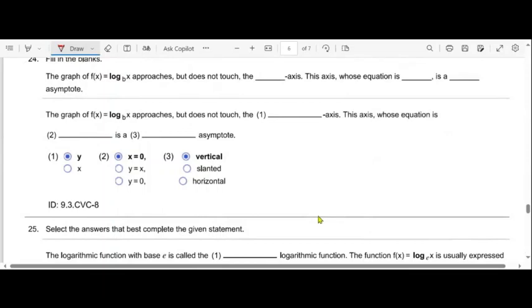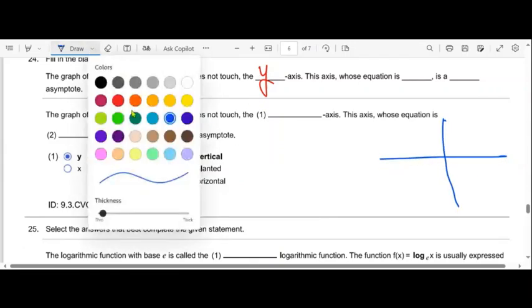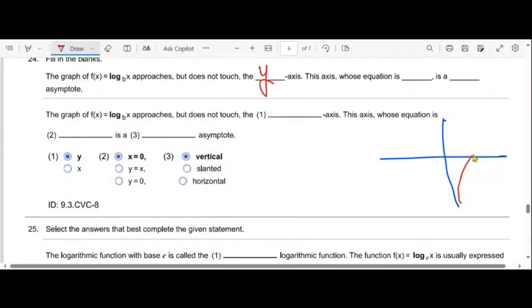Number 24. Fill in the blank. The graph of f of x equals log base b of x approaches but does not touch the y-axis. Exactly, the y-axis. You remember how the graph looks? It was coming from up to down. And how much usually is this point? 1 and 0. So it doesn't touch the y-axis.